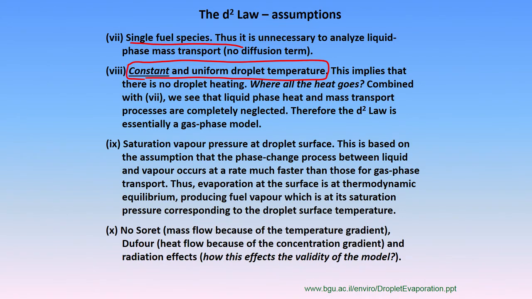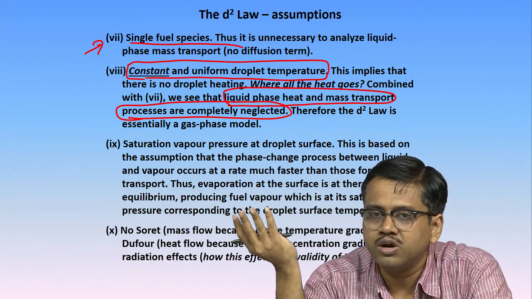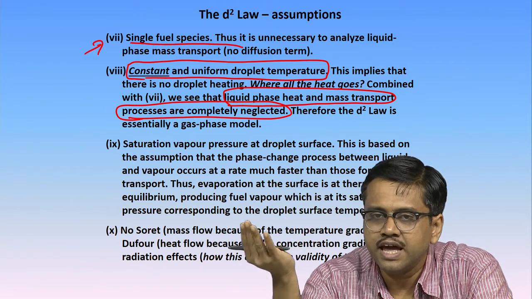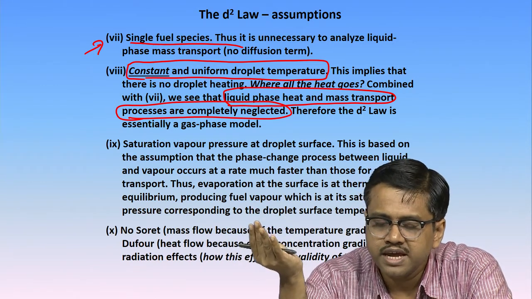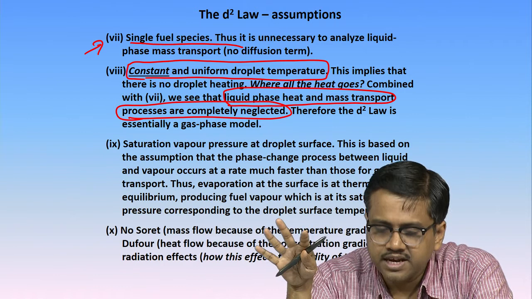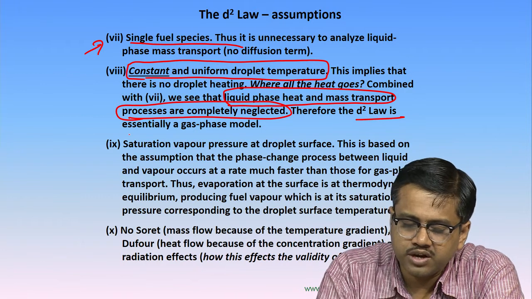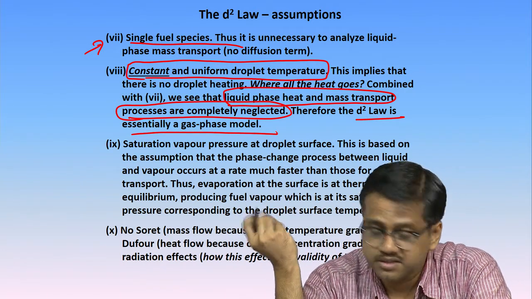Okay. So, combining with this particular thing, we see that the liquid phase heat and mass transport processes are completely neglected, because you are assuming it is a constant temperature, right. There is no convection within the liquid droplet. So, where would all this heat and mass go? It just goes towards vaporizing. So, you basically have a very simple equation, and we will show that equation, where you just take into account this particular physics, that you are not solving anything within the liquid phase. So, that is the beauty of the D-squared model, it is essentially a gas phase model, right.